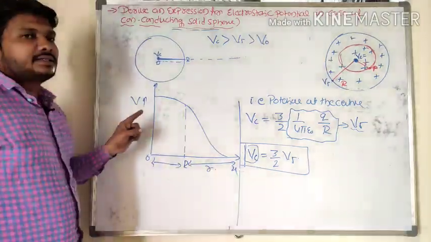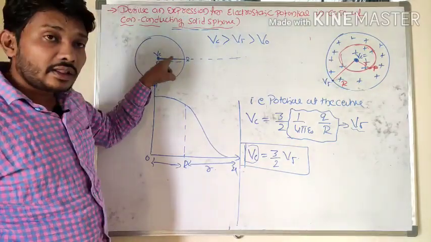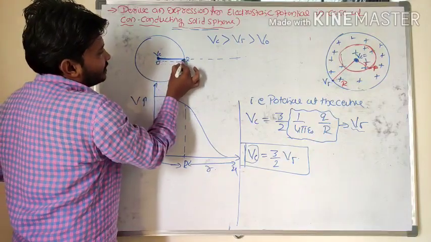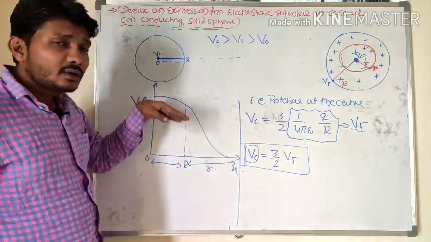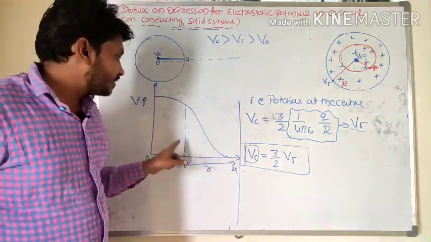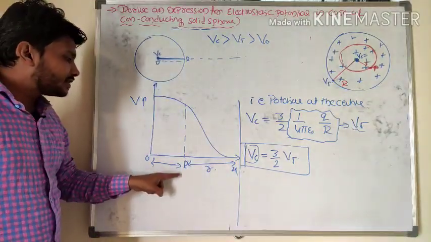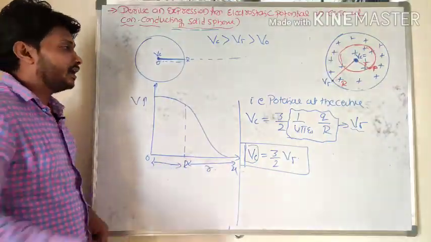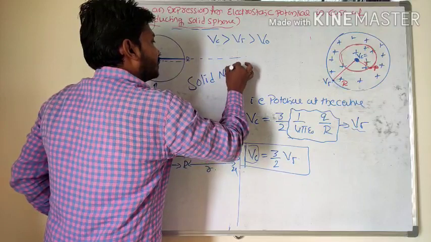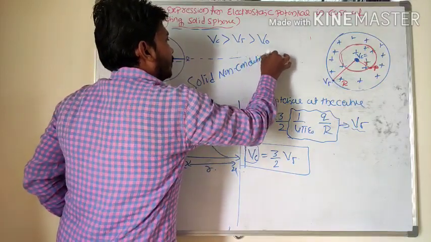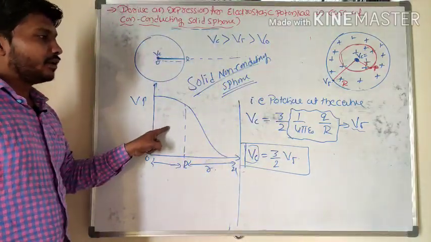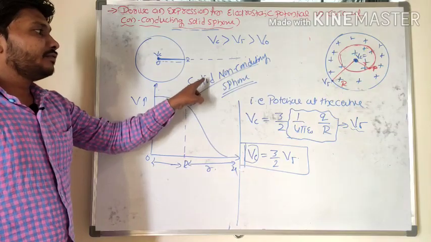So in case of a solid non-conducting sphere, potential is maximum at the center of the sphere. As I move from the center to the surface, potential value goes on decreasing. Then outside the sphere, potential value decreases further. So this is the nature of the graph, potential versus distance, in case of a solid non-conducting sphere. Hope you understand these things. This is the nature of the graph for electrostatic potential in case of a solid non-conducting sphere.